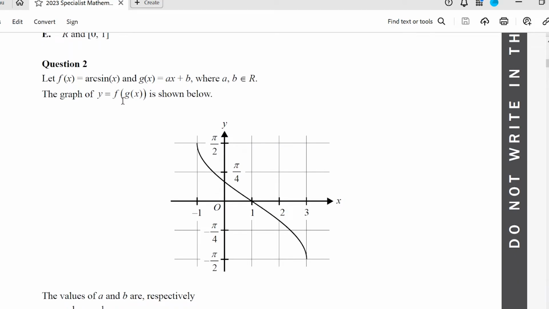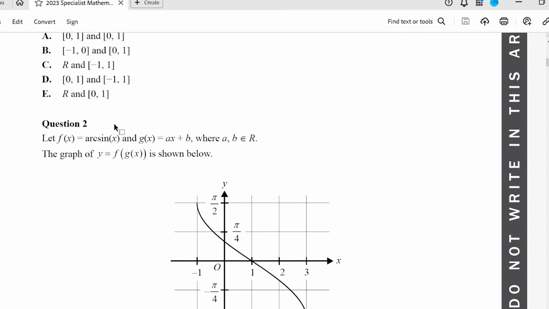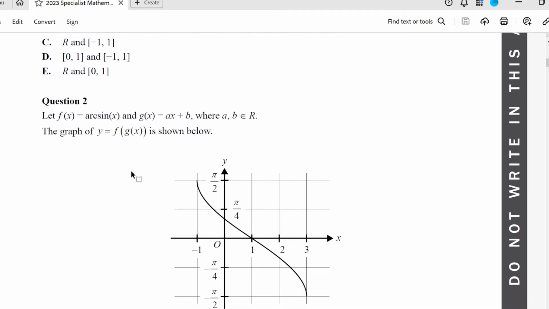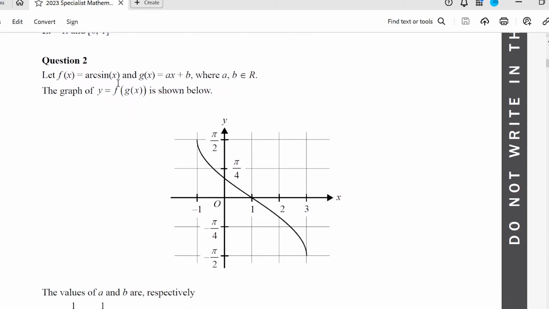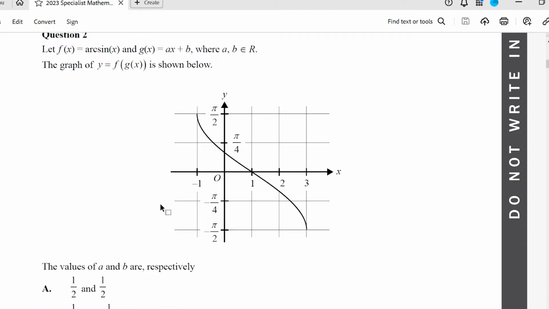Next one, another trig and another composite function. So we've got an arc sine, or inverse sine. Why are we calling it arc sine here and inverse cos there? It's a bit weird. Anyway, arc sine is obviously inverse sine. g of x is some linear function, and we've got f of g of x, so we're putting this linear function inside this inverse sine function, and this is what we get. So we need to find the values of a and b.